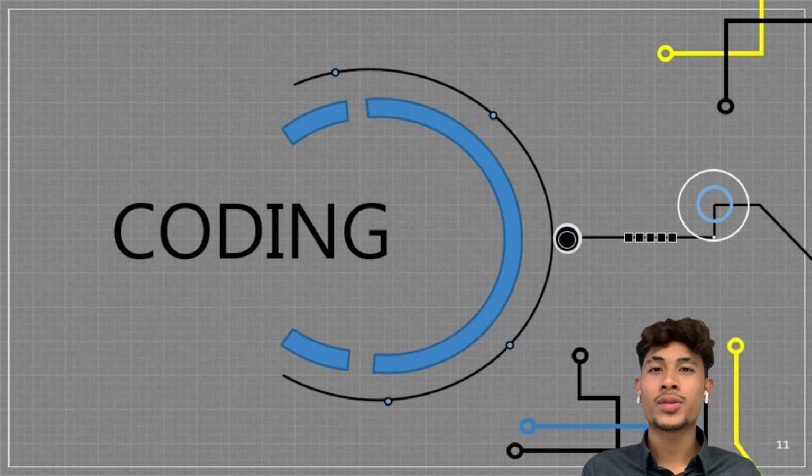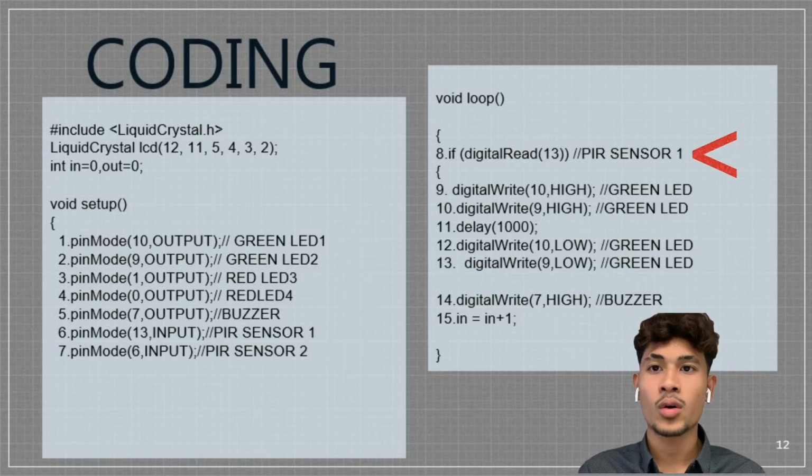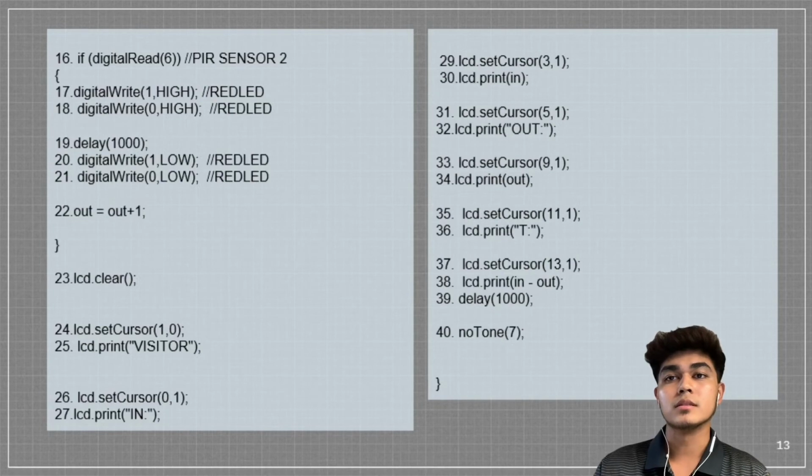Next, we will continue with our coding. The first line until the 7th line is for the connection of components to the circuit. On the 8th line, when the PIR sensor detects motion, the green LED will light up and the buzzer will ring. Next, line 16 is the coding for the second PIR sensor, which detects the motion of people going out of a shop.